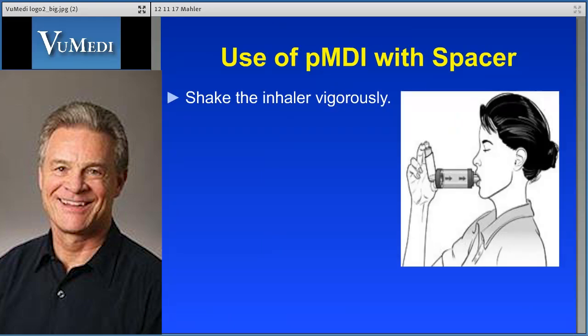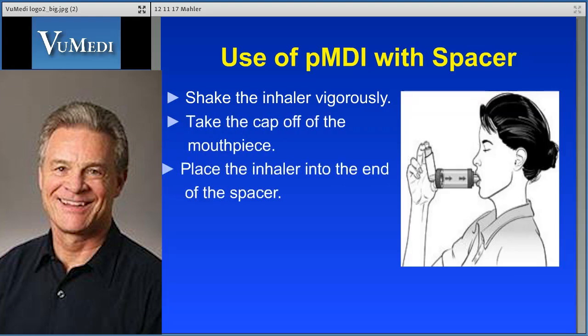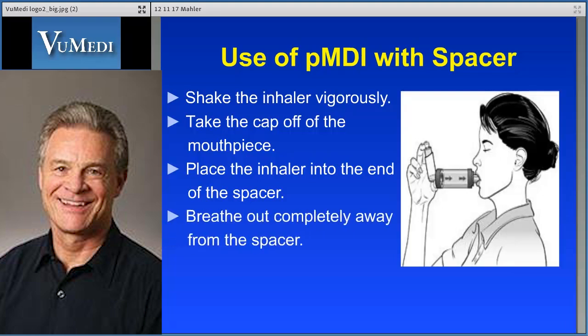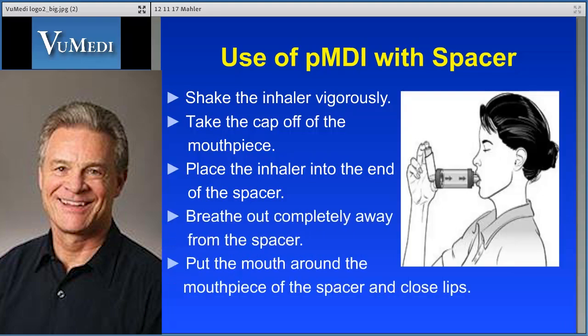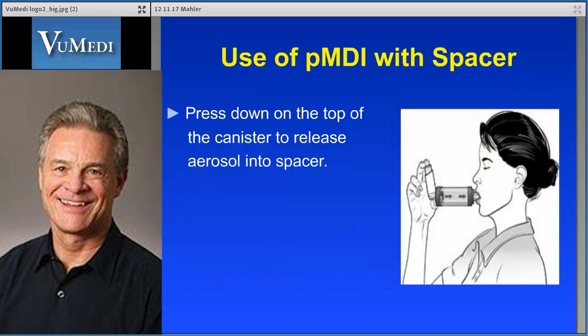To use the metered dose inhaler with a spacer, shake the inhaler vigorously. Take the cap off the mouthpiece. Place the inhaler into the end of the spacer, as shown in the diagram. Breathe out completely away from the spacer, and then put the mouth around the mouthpiece of the spacer and close the lips. Press down on the top of the canister to release the aerosol into the spacer.